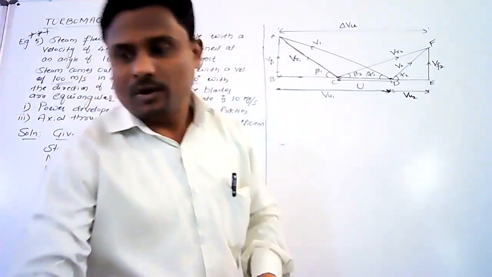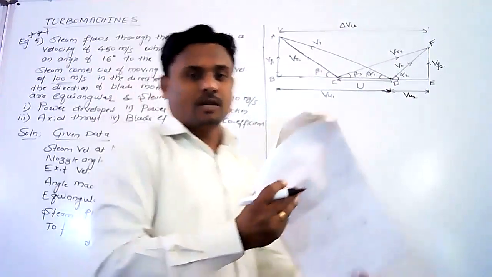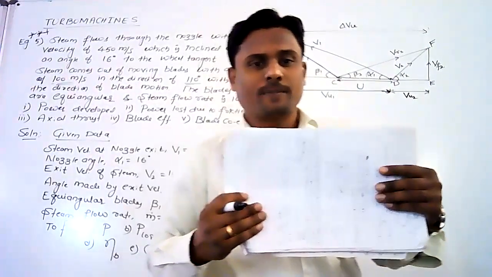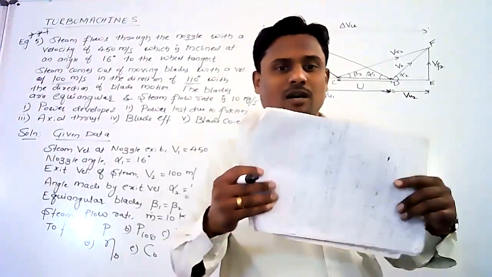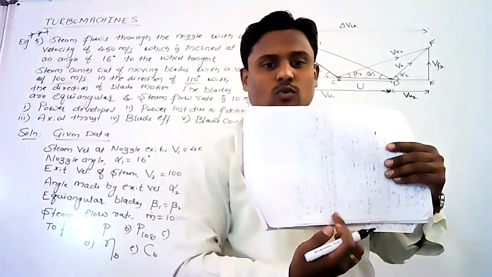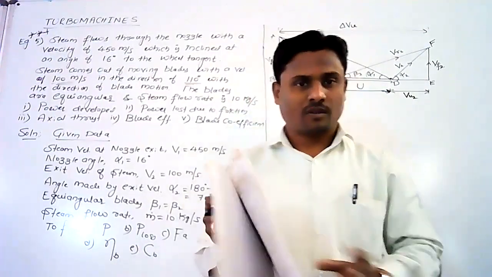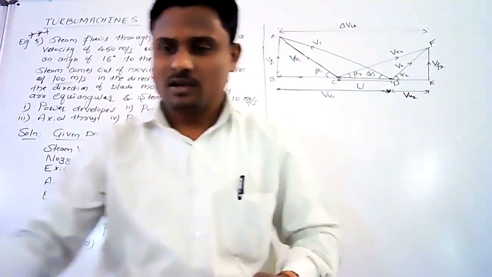Now let us start the numerical here. If this is a graph paper, you have to hold the graph like this, leave 2 centimeters from the bottom, and start sketching the graph.